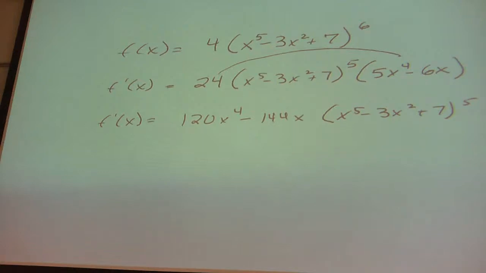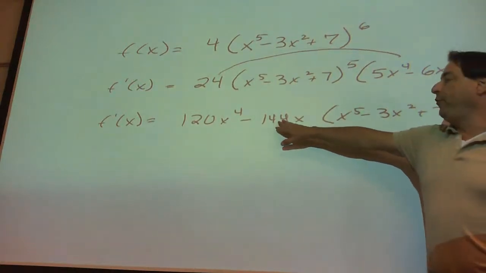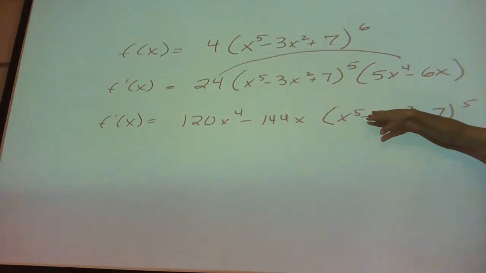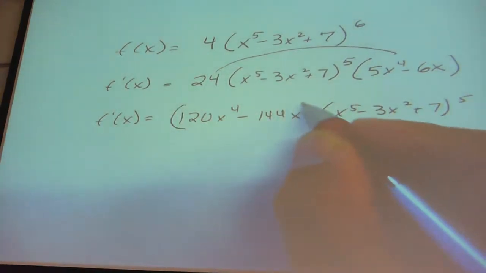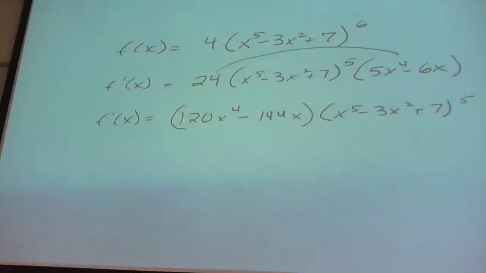Why is this wrong? Right now, you're telling me 144x times this. That's all it is. What are you missing? Now, am I being picky or was it just wrong? And the answer is it was wrong. You have to have the parentheses. It does mean something else. So again, number one, understand chain rule. And number two, be careful with your algebra.